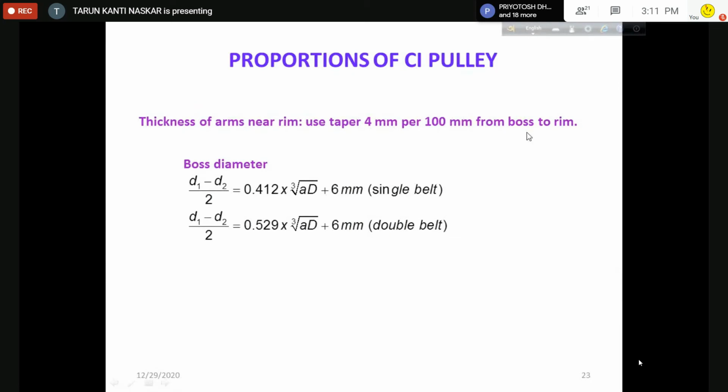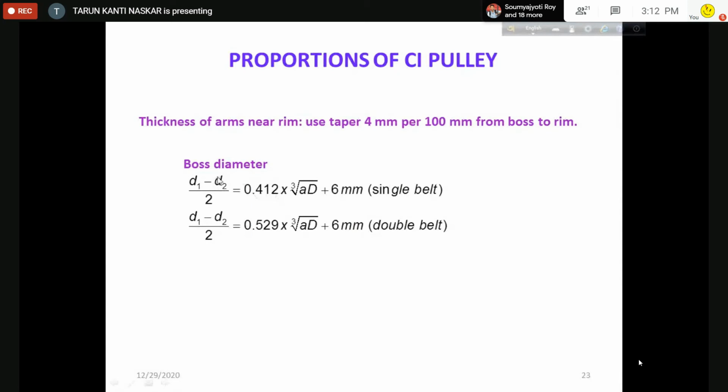Sir, the taper is on both sides. So per single side, it will be... Yes, taper is on both sides, and the dimension should be increasing this way. Okay, and taper will be on both sides, that means per side, the taper will be 2 millimeter. Okay, sir.